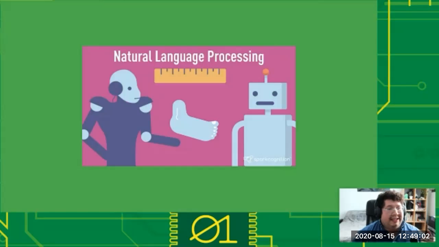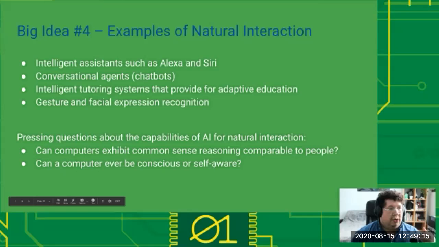and how the linguistics of one language and the order of words in certain ways allow machines to know one thing and know something else completely different if said in a different order. So how do we explore these interactions with things like Alexa and Siri? How do we have conversational agents like chatbots on our website and things like that?